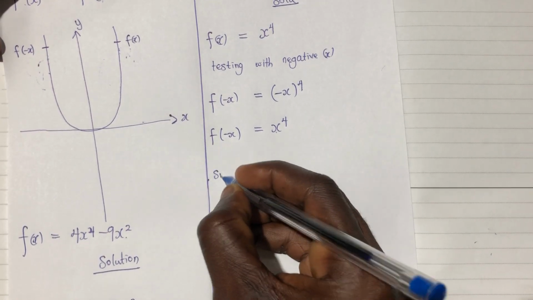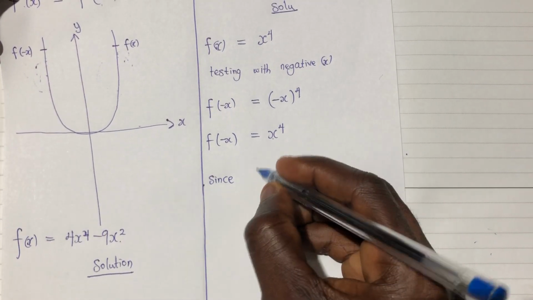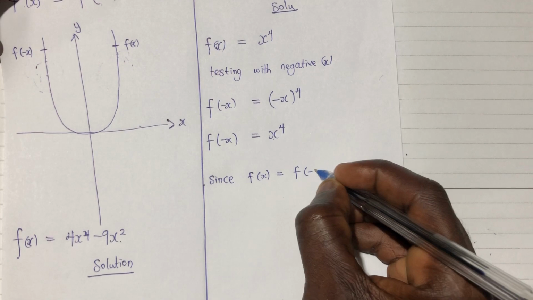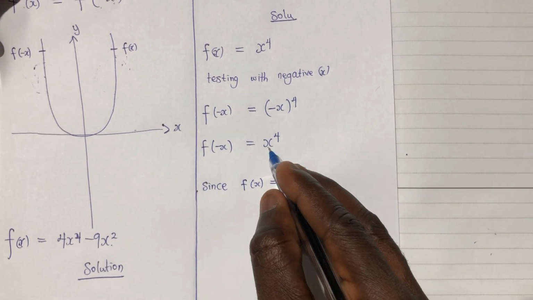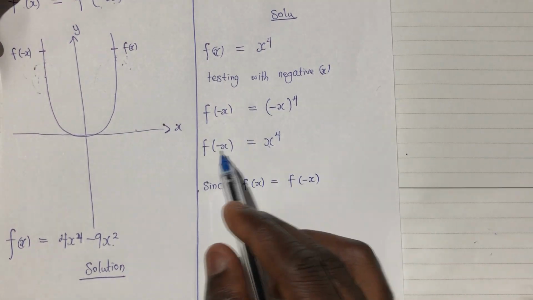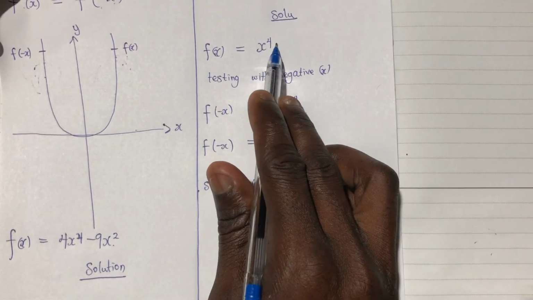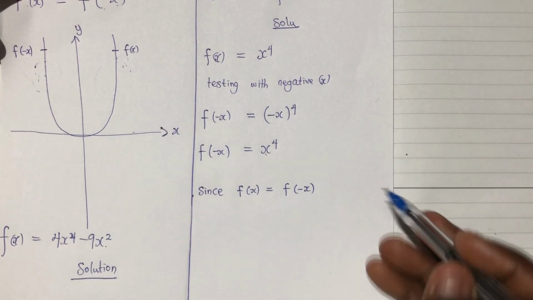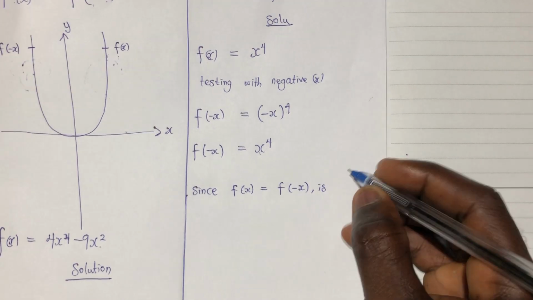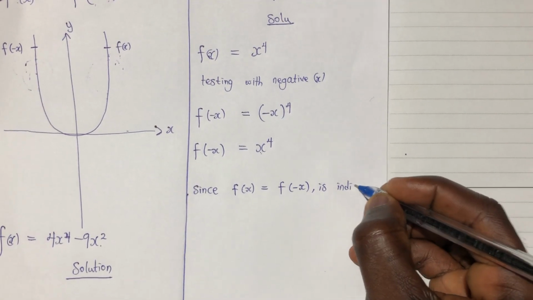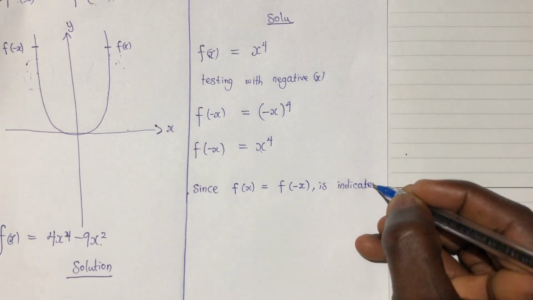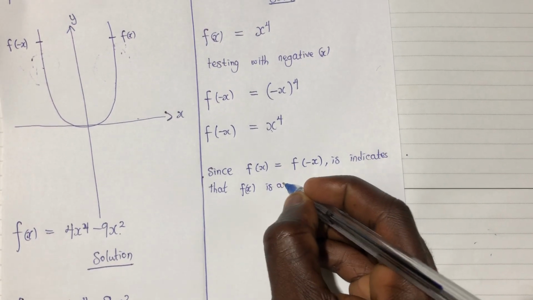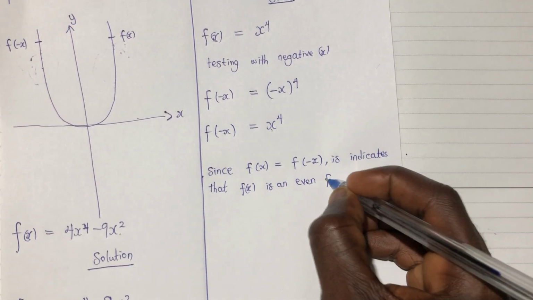So now that you have gotten your answer, you write a statement by saying something like, since f of x equals f of negative x. f of x was x raised to the power 4, and f of negative x was x raised to the power 4. So since f of x equals f of negative x, it indicates that f of x is an even function.